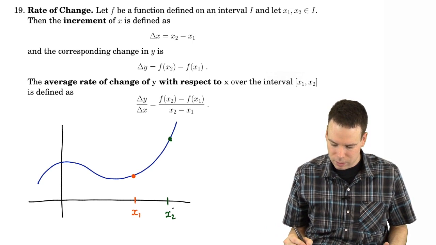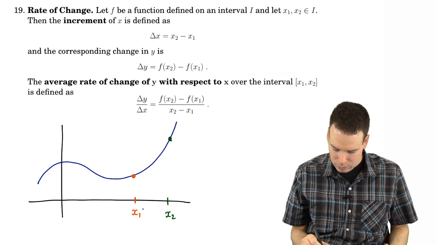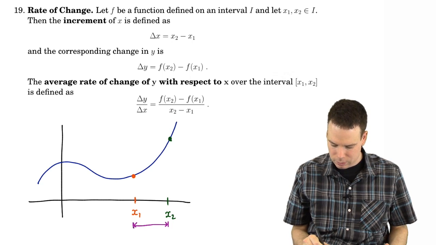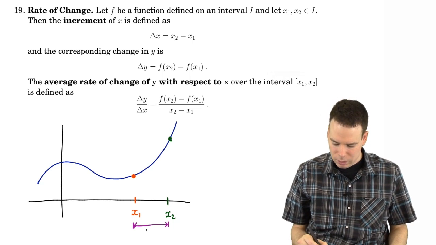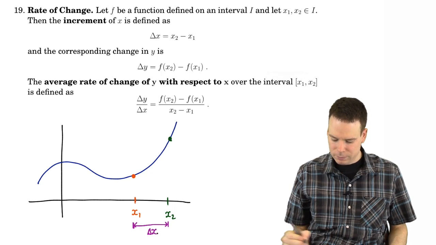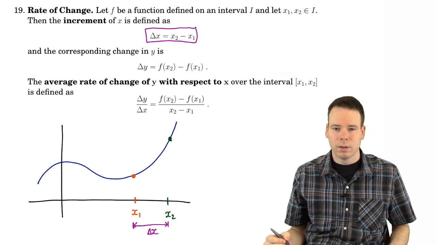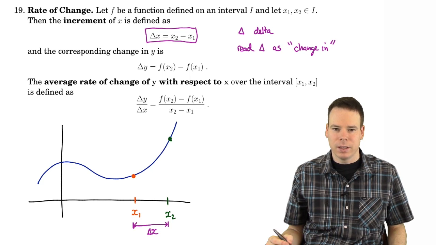So there's a few things that we'd like to give names to in here. One of them is this change in the input, or the increment that we took in x. We're going to denote it by delta x. So that's what we've written up here. The triangle symbol is a capital Greek letter delta, and we read it as change in. So that's read, change in x is equal to x2 minus x1.